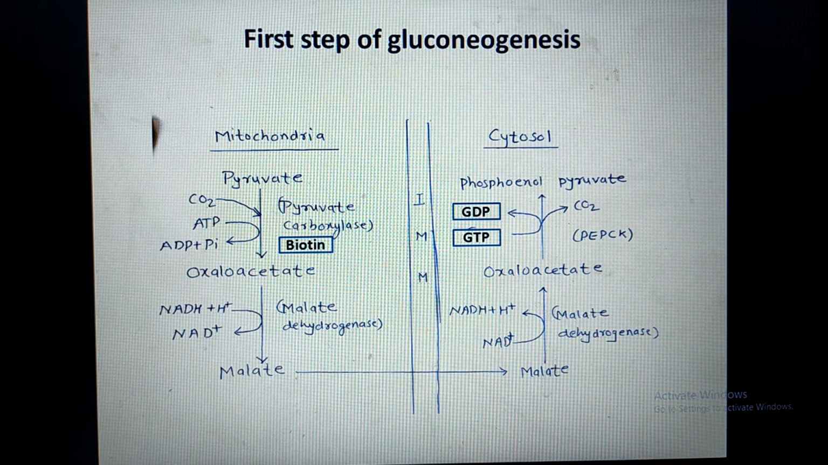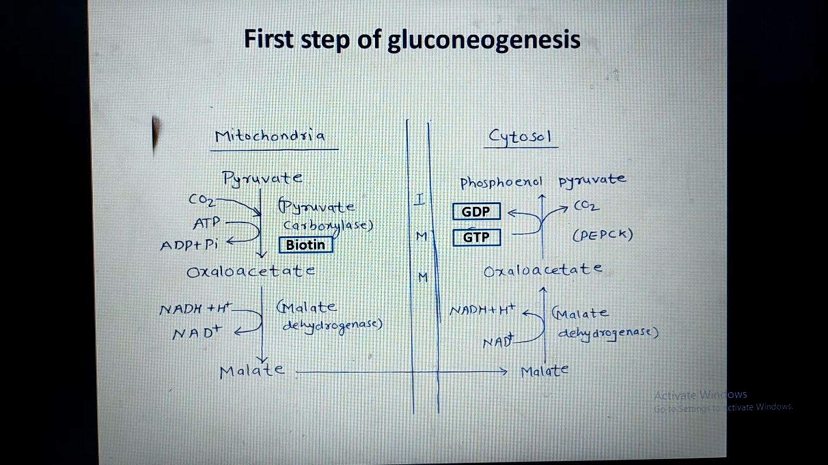The first energy requirement step in gluconeogenesis is conversion of pyruvate to oxaloacetate in the mitochondria, where ATP is required by the enzyme pyruvate carboxylase to join the pyruvate and carbon dioxide. As we are using 2 pyruvate to form 1 glucose molecule, the energy requirement in this step is 2 ATPs.